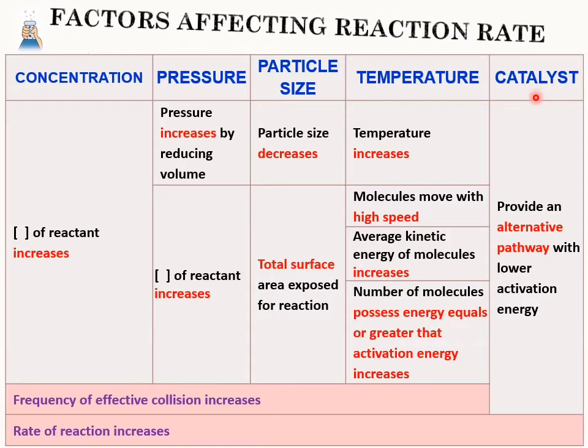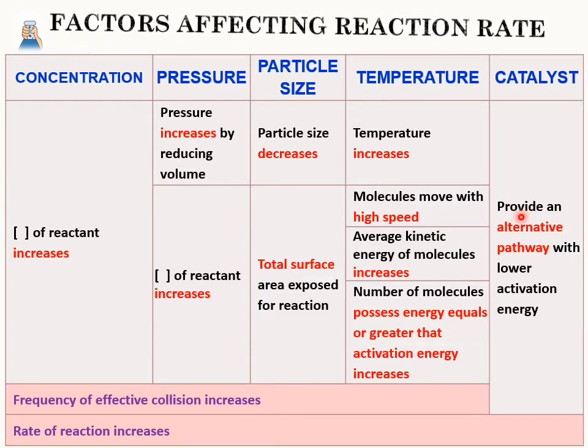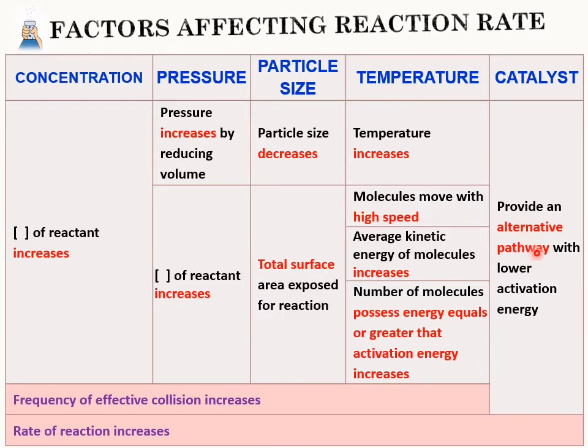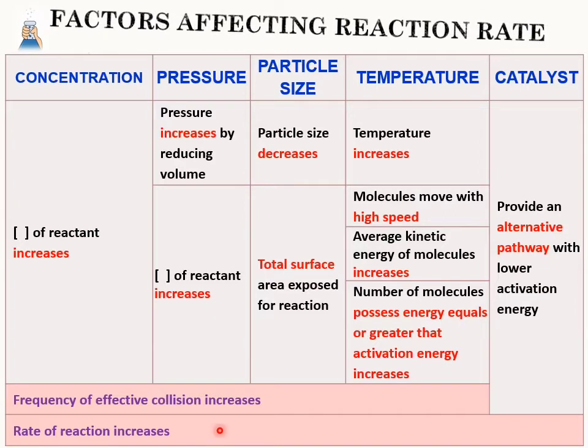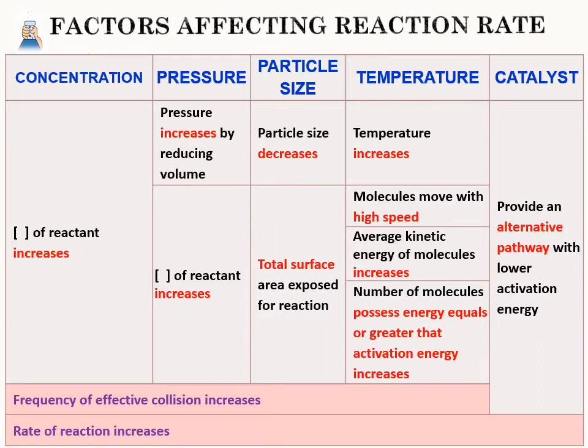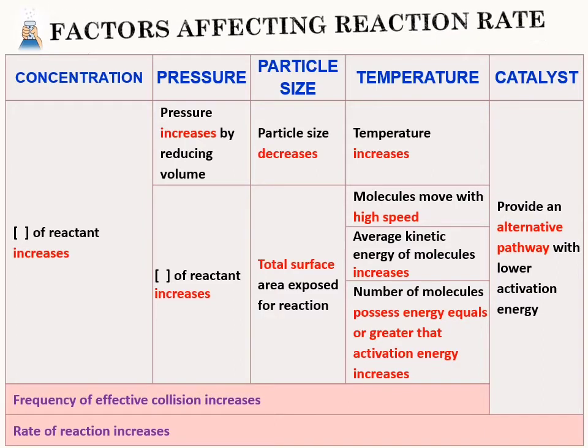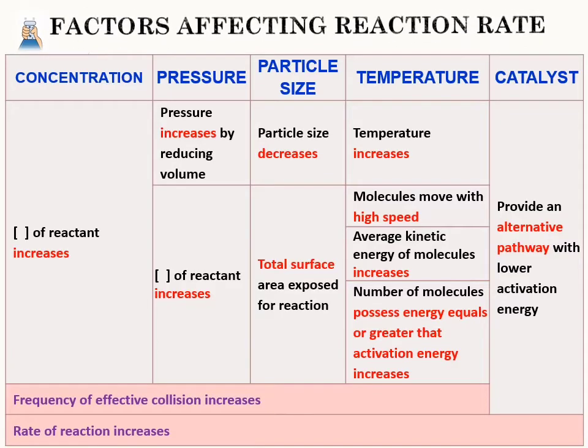Okay, next kita ada catalyst, the last one. The catalyst will provide an alternative pathway with lower activation energy. For this catalyst, we already learned last semester. Untuk catalyst ni dia cuma meningkatkan rate of reaction sahaja, so tidak ada melibatkan frequency of effective collision. So this is the summary of factors that affect rate of reaction. So ingat, kita ada 5 factor.